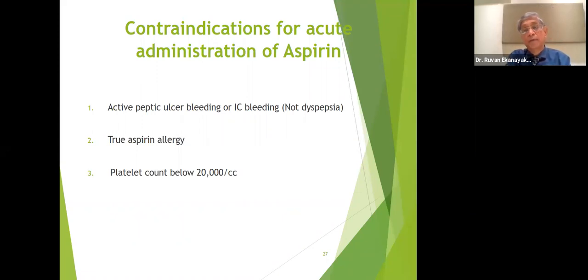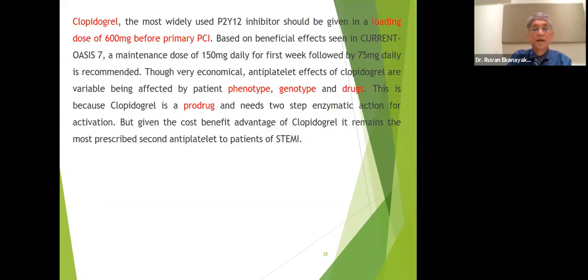Now, this is a problem in certain dengue patients, where patients with low platelet counts may develop a myocardial infarction due to some other reason. And then we wonder whether we can administer aspirin. The contraindication level given is 20,000 per cubic millimeter.